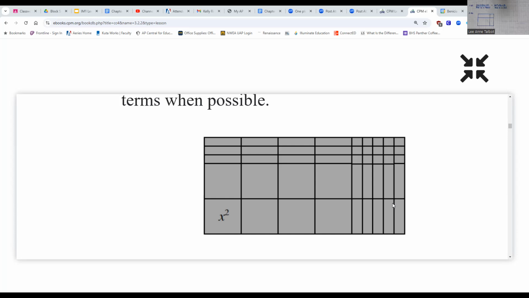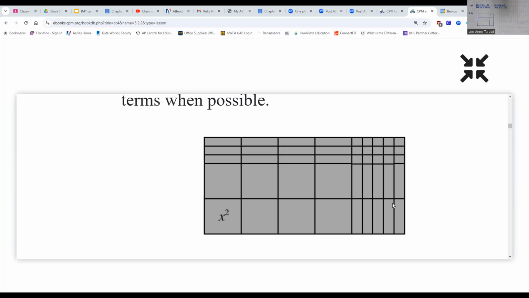So your sum is 8x squared plus 22 x's plus 15 ones. Okay, any questions there? You guys okay with the sum? Yep. Okay, that's the easy part. Now, product, length times width.